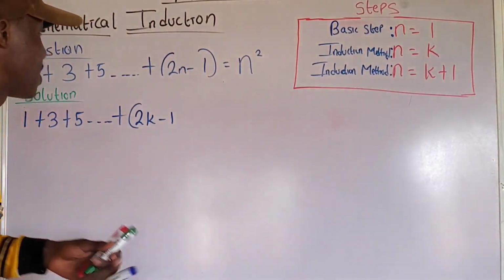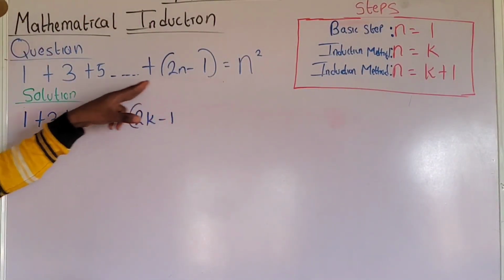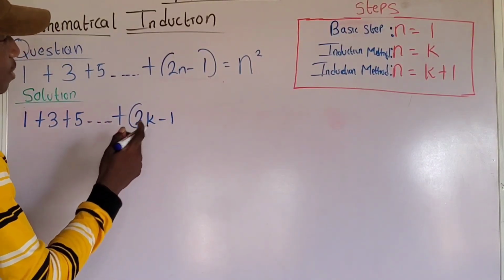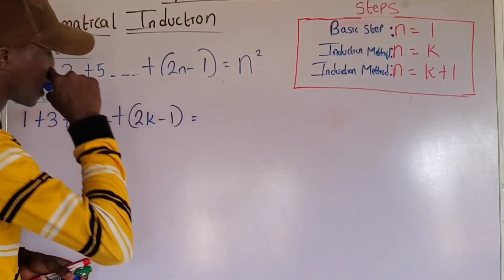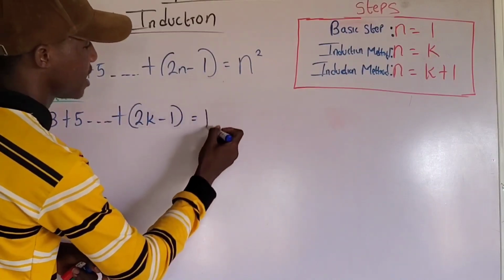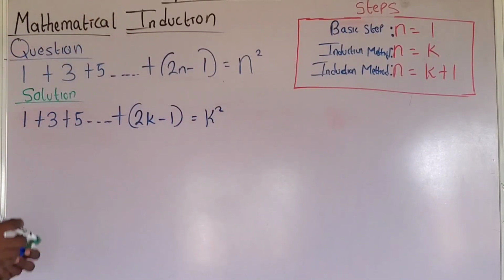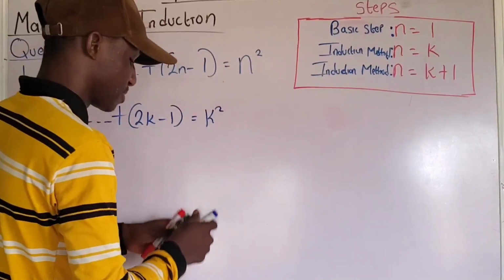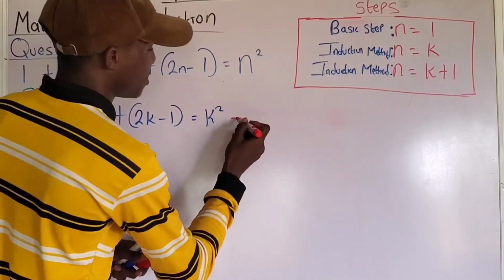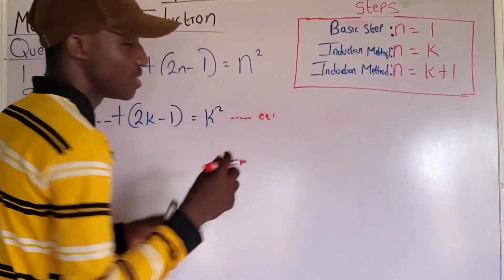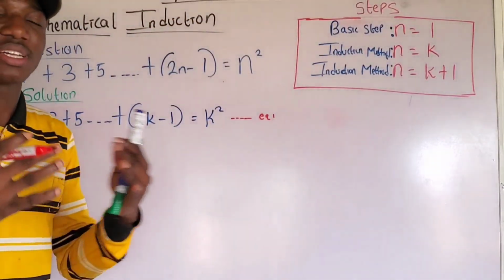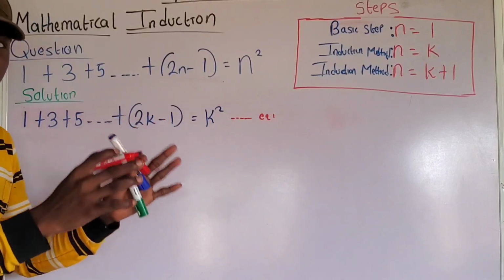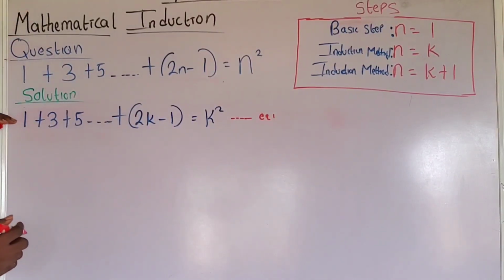Are you paying attention? So now, replacing n as k in this left-hand side of the equation, I'm going to have 2k minus 1, right? Yes, 1 plus 3 plus 5 plus up to 2k minus 1 is equivalent to what? n squared. That will be k squared. Okay? Now, we assume that it is true. Let us put it as an equation. Maybe we should call it equation 1. I just want to make it as simple as possible, okay? So let us call it equation 1. We assume that it is true. Now, this is the induction method 1, right?